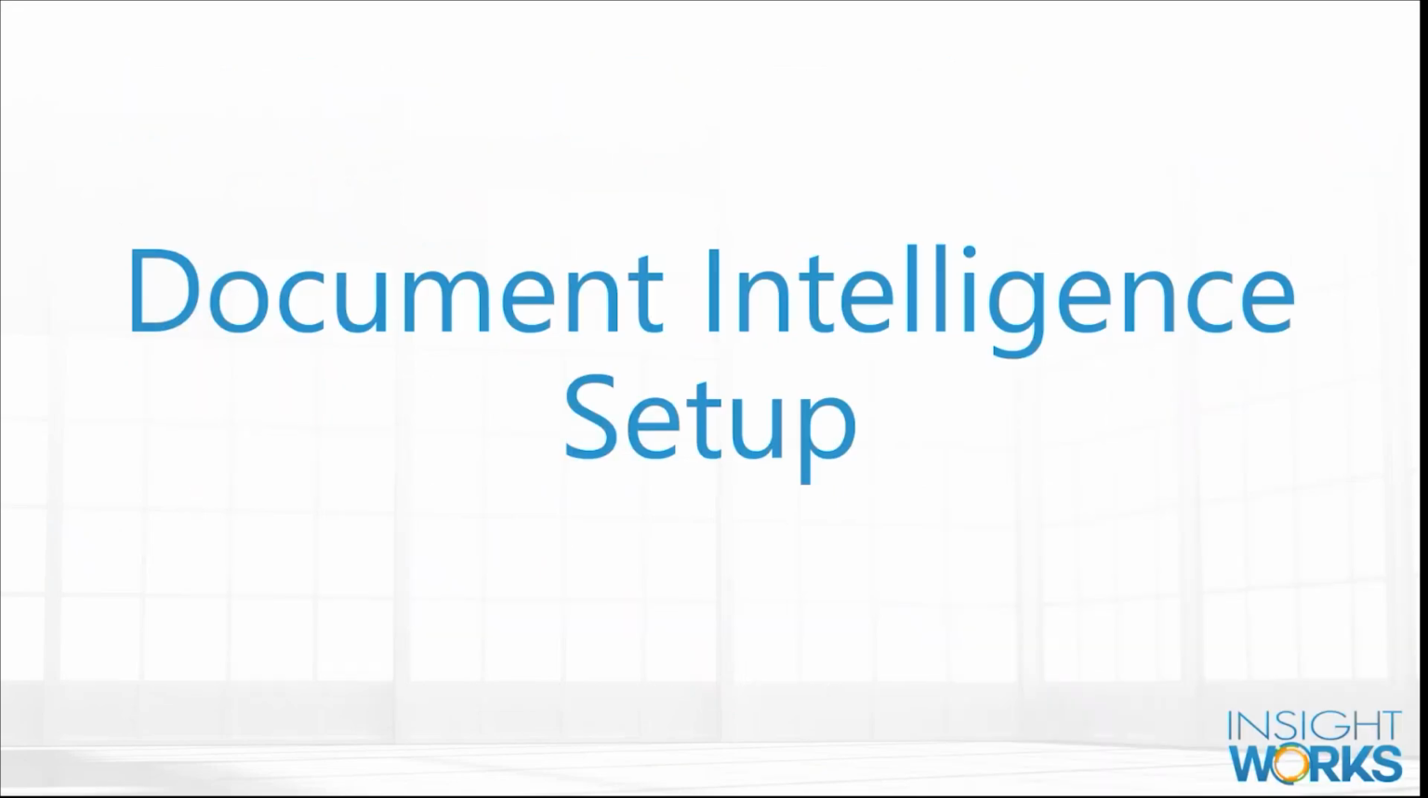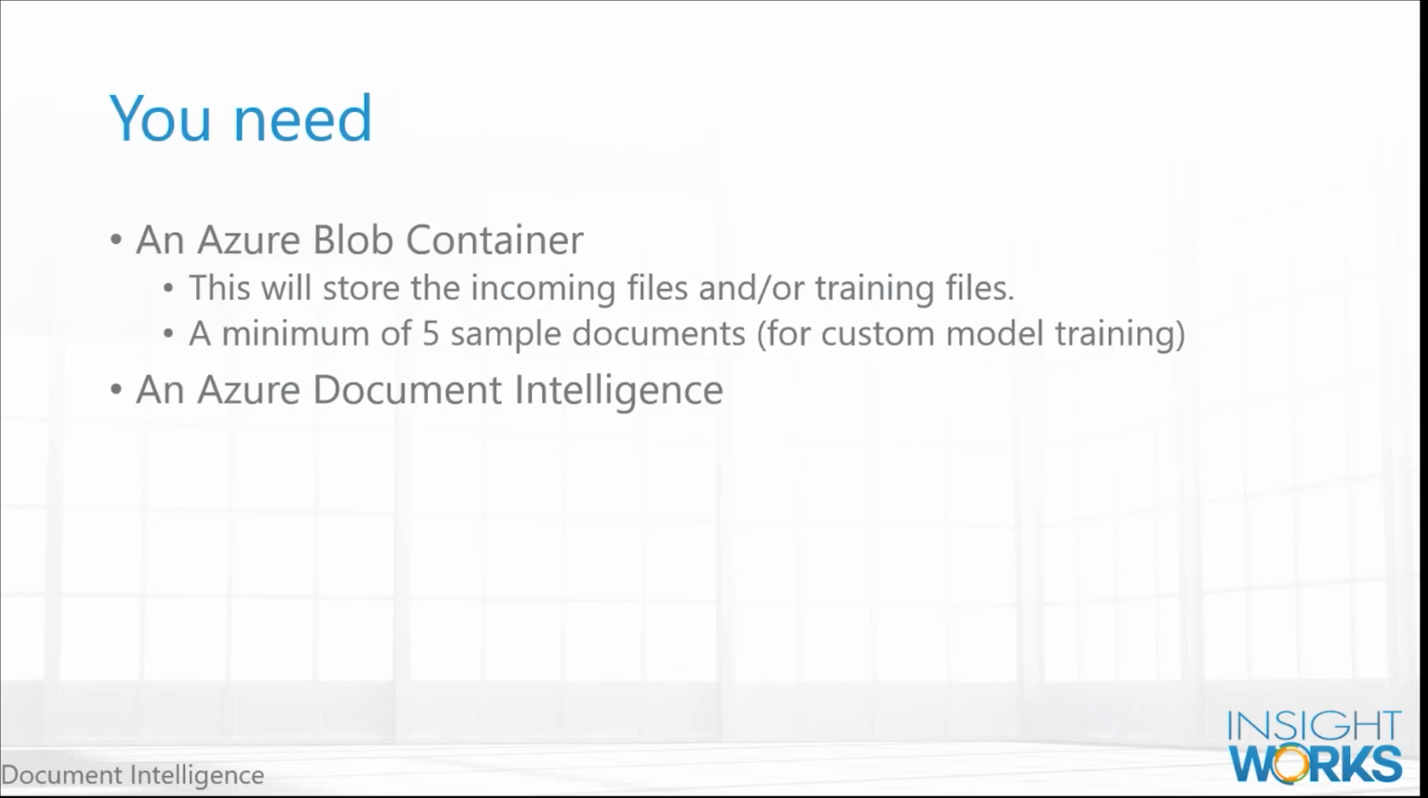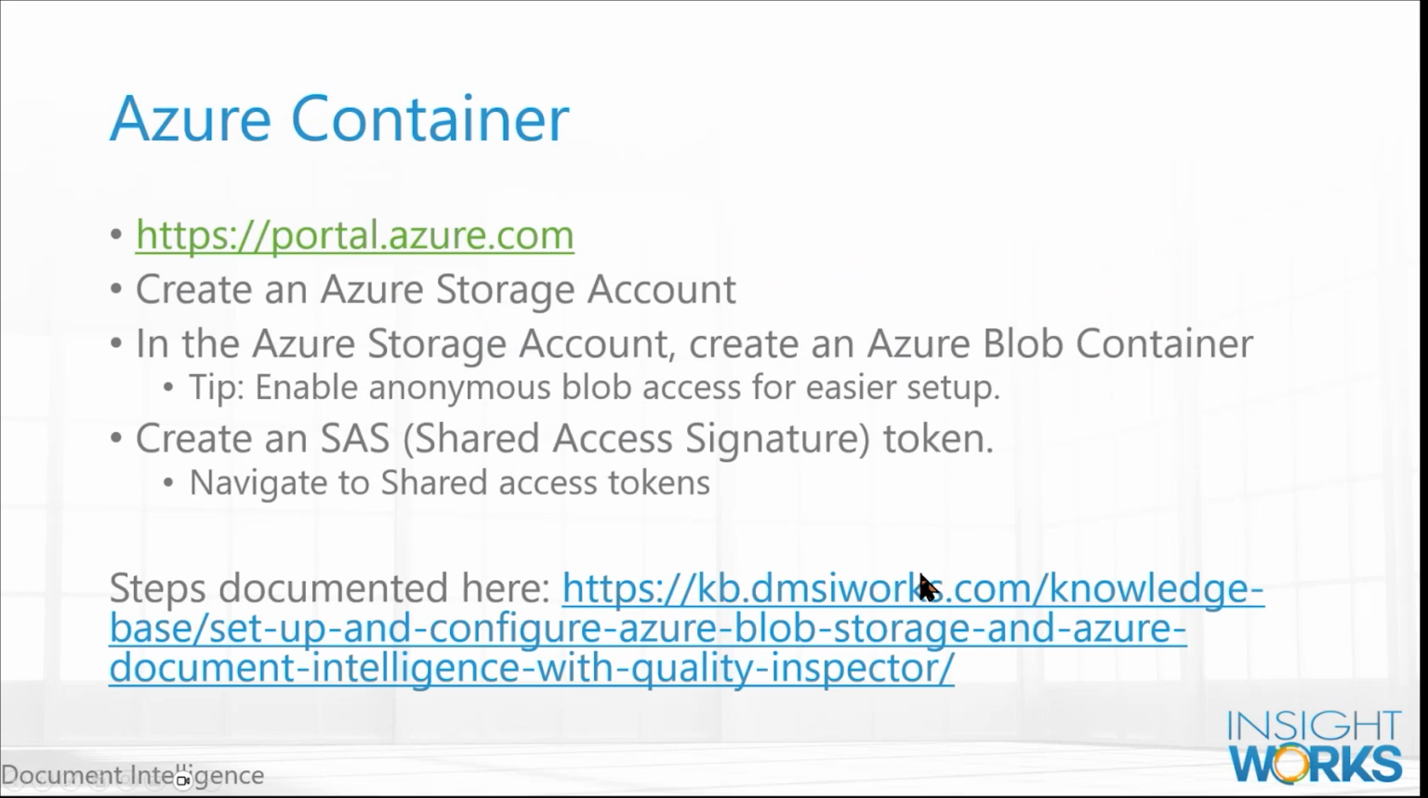So how do you actually set this up? You will need an Azure Blob container, and this is where you need to store incoming files for training if you are using custom model training. And again, you don't actually need to train it for your custom model, but if you are, you need a minimum of 5. And you need an Azure Document Intelligence instance. Now, everything we're about to review is documented on our knowledge base. It is documented in the quality inspection section, but the steps for creating an Azure Document Intelligence instance are exactly the same, whether or not you use Quality Inspector or something else.